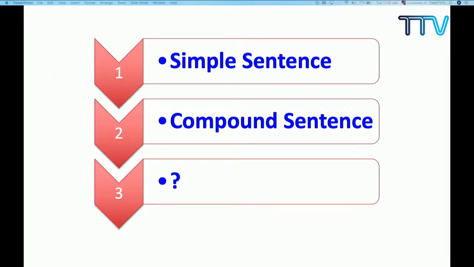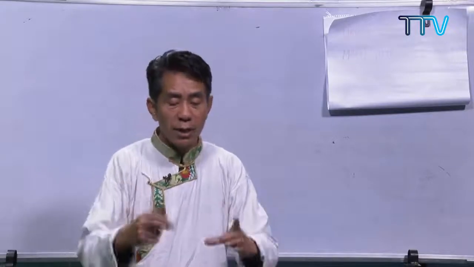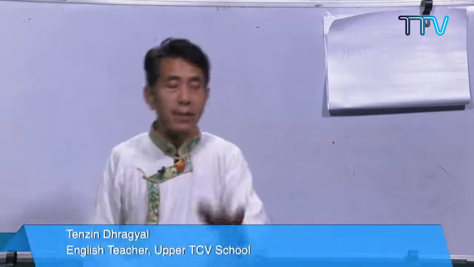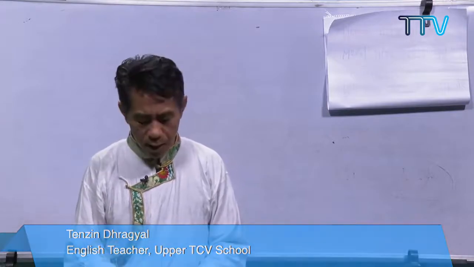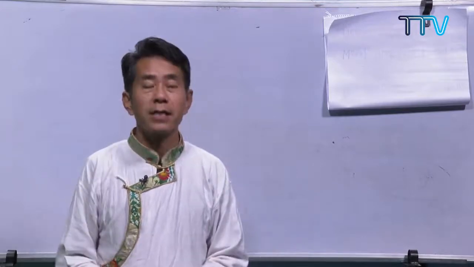In the first session, we learned about the simple sentence, which is an independent clause. Compound sentence has two independent clauses. Two simple sentences are joined together, and we call it a compound sentence. And in the third session, we are going to do another type of sentence, which is called complex. So with this, we have finished with the two types of sentences so far. The first one is the simple sentence, and this session is about the compound sentence.